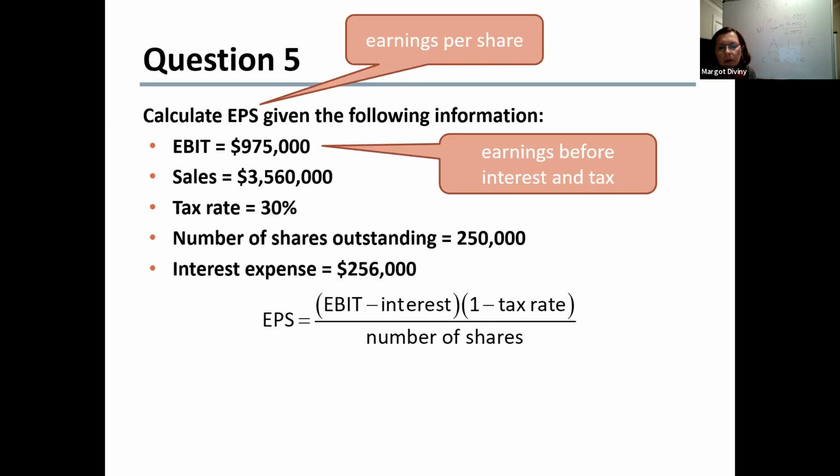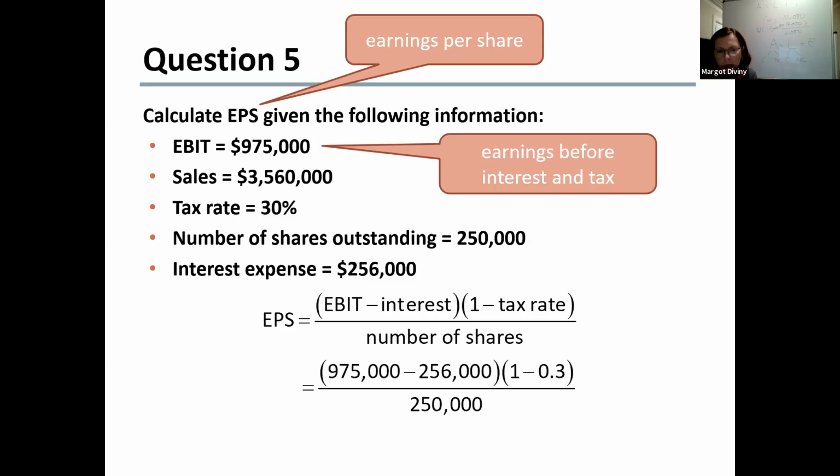So the formula is EBIT, which is earnings before interest and tax. And then you take away the interest and take away the tax. So you basically boil it down to net profit after tax and divide it by the number of shares, and you'll get the earnings per share.